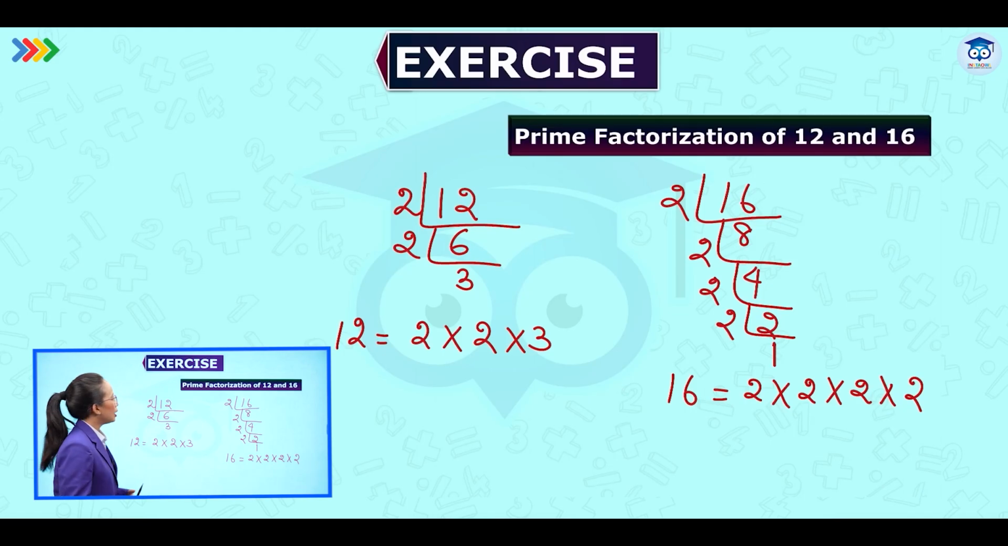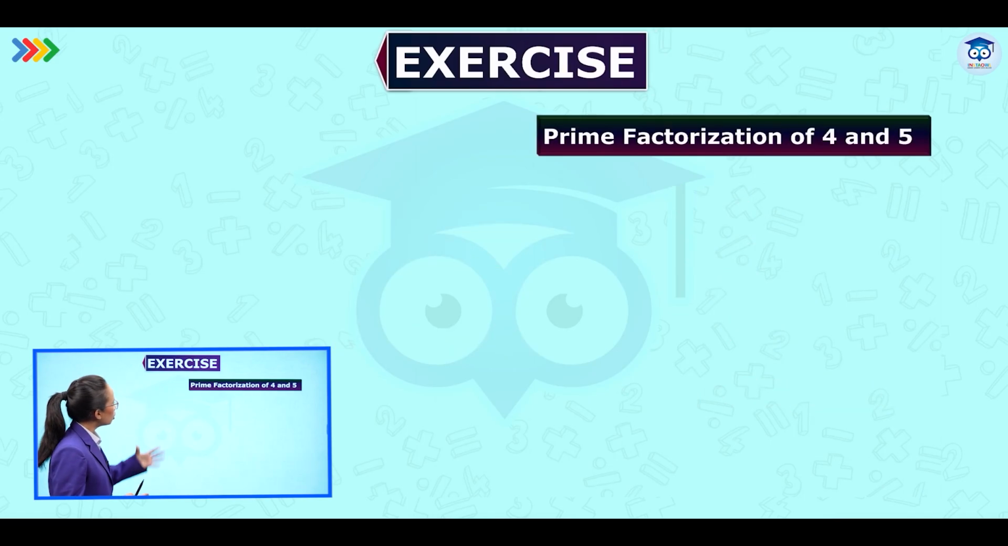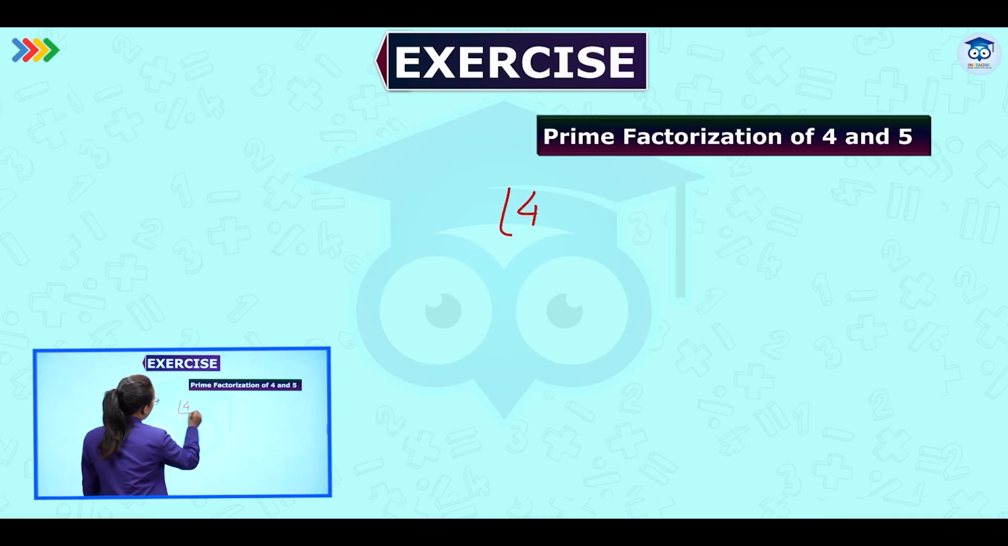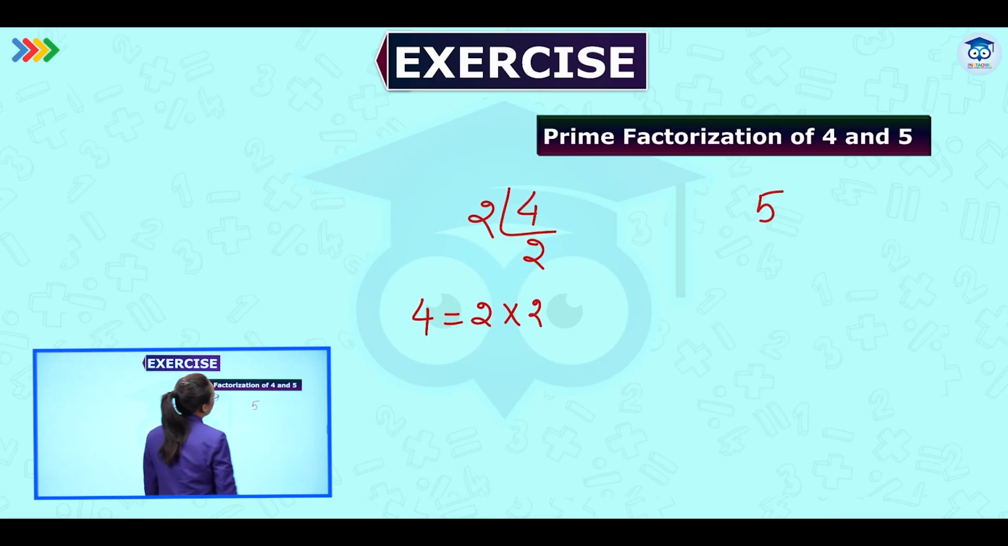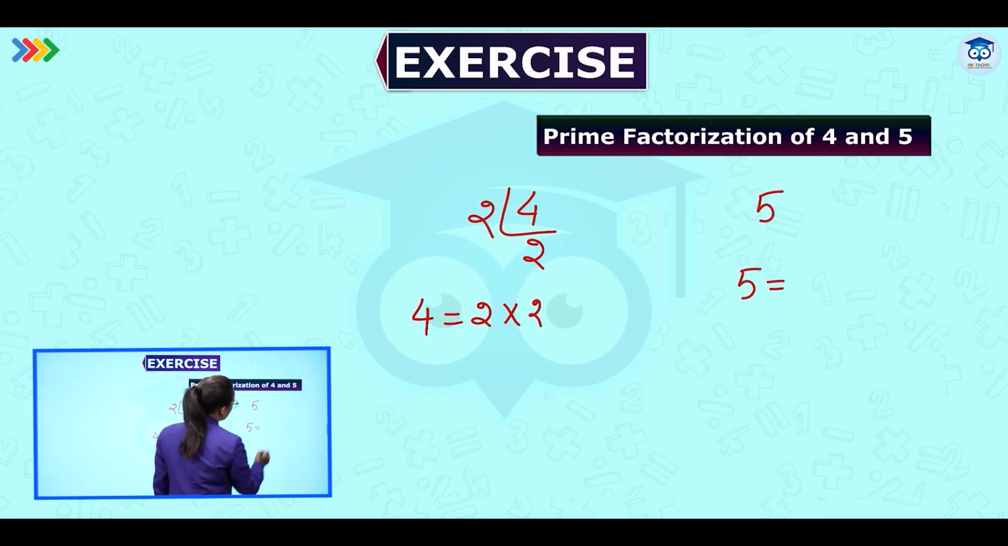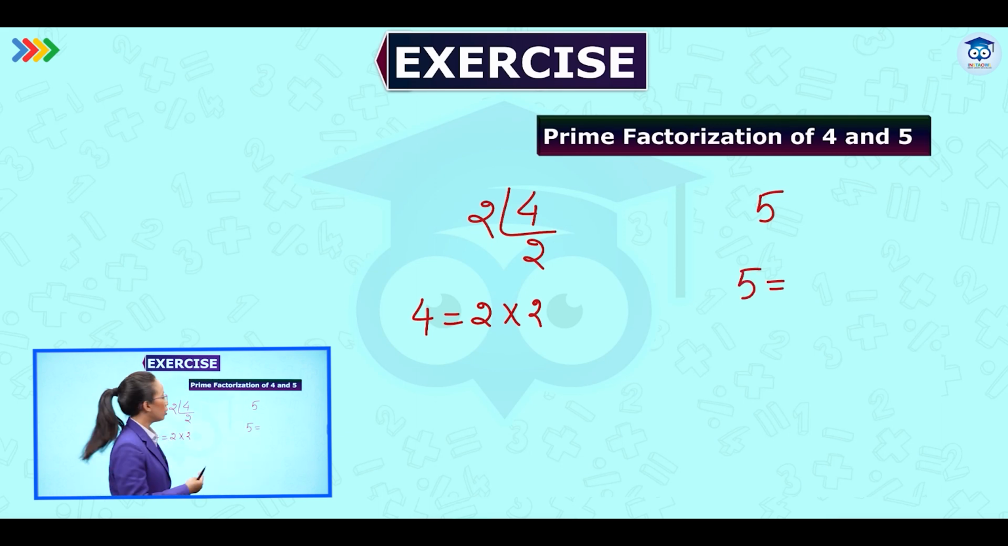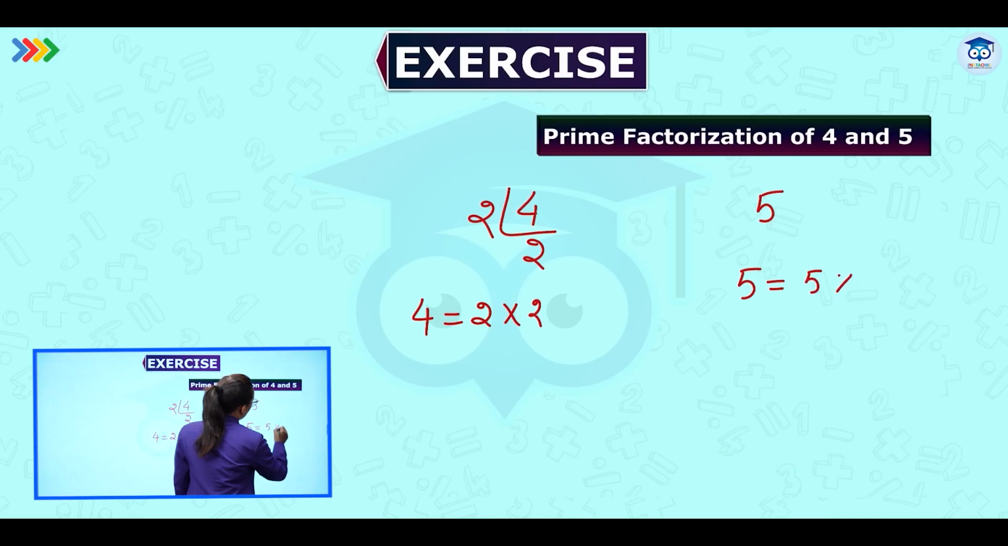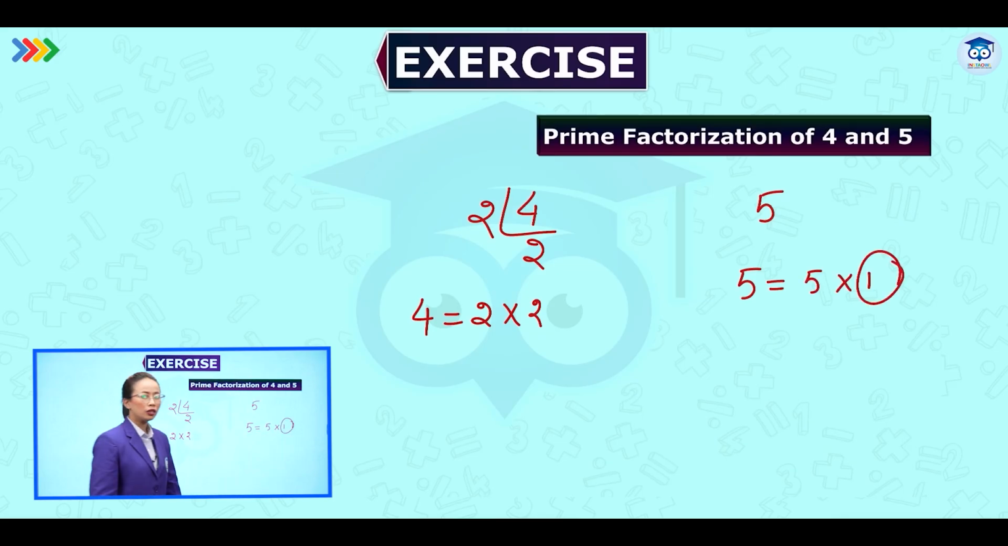Okay. Next, we are going to do another prime factorization, 4 and 5. For 4 we have 2 and 2. So 4 can be expressed as 2 into 2, and then 5. For 5, we know that 5 is a prime number. So we could express this as 5 is equal to 5 into 1. But there we have one number which is not a prime. So we cannot express 5 as a product of prime numbers.